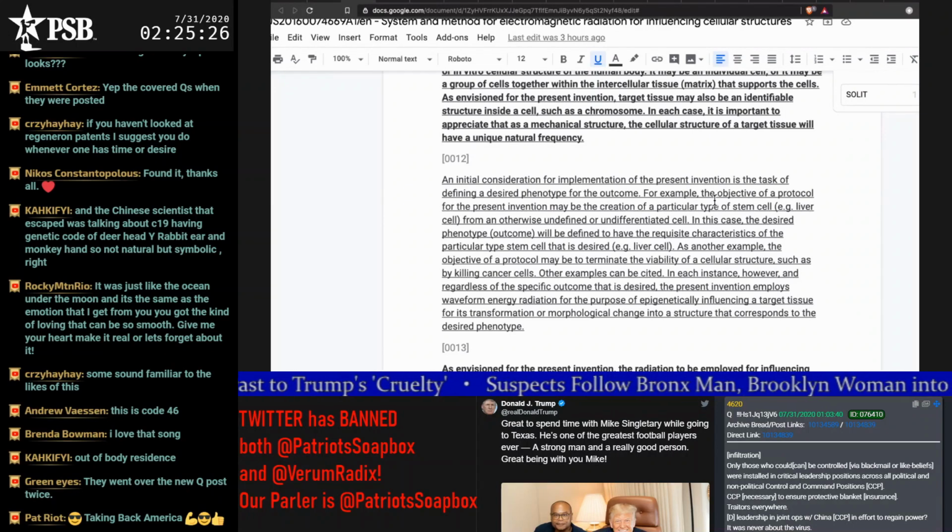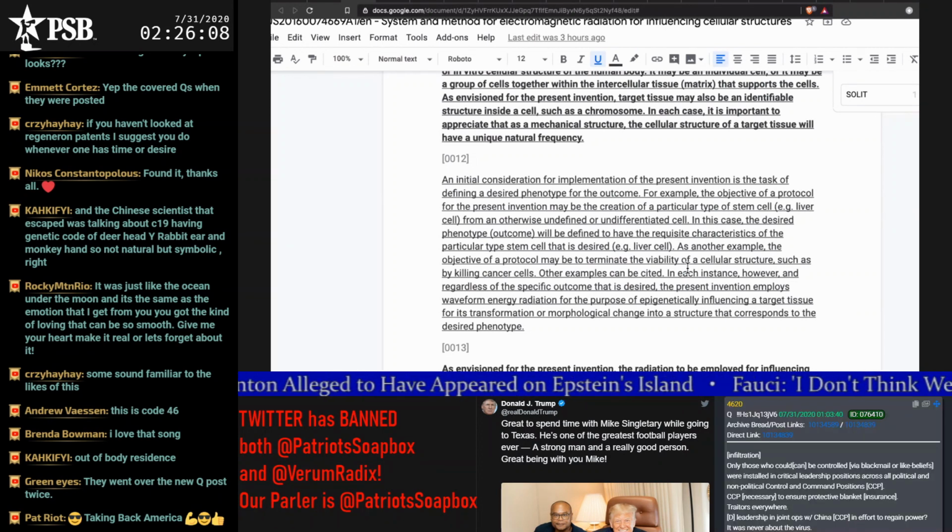It says here, an objective of a protocol for this invention may be the creation of a type of stem cell. Being able to manipulate stem cells, to have the stem cells create certain types of cells. For example, they say a liver cell from an otherwise undefined or undifferentiated cell. In this case, the desired phenotype, the outcome, will be defined to have the requisite characteristics of a particular type of stem cell that is desired. For example, a liver cell.